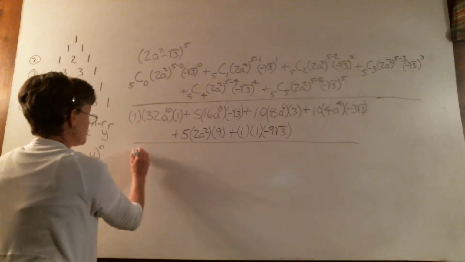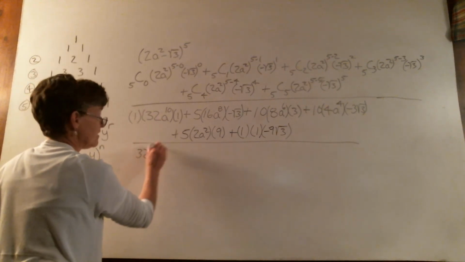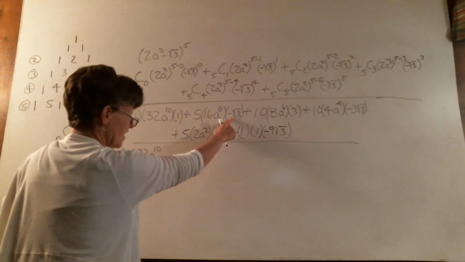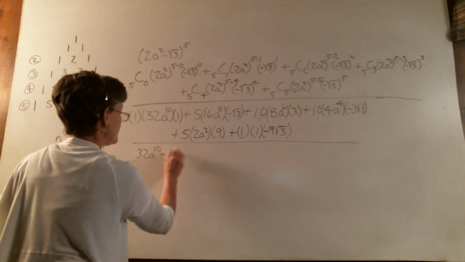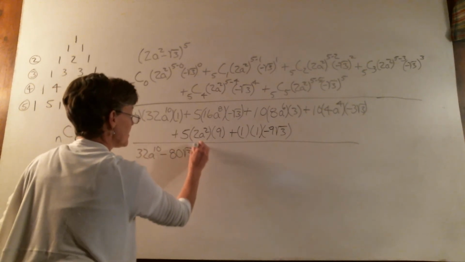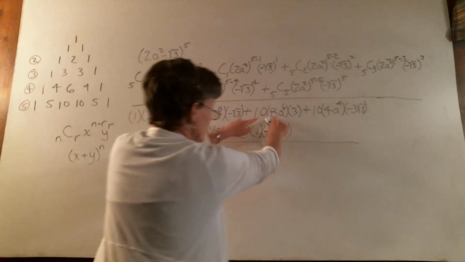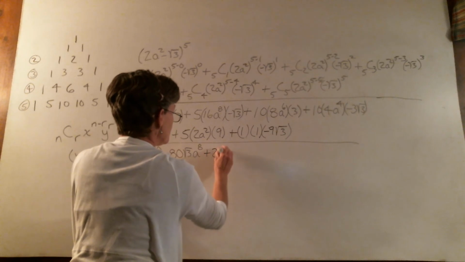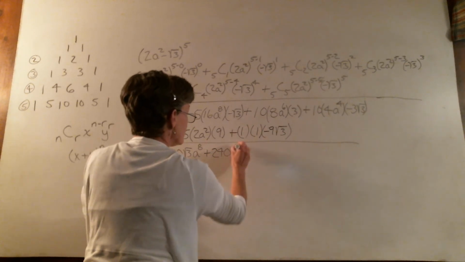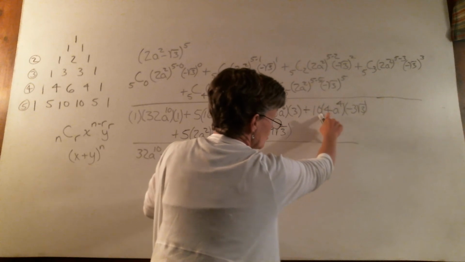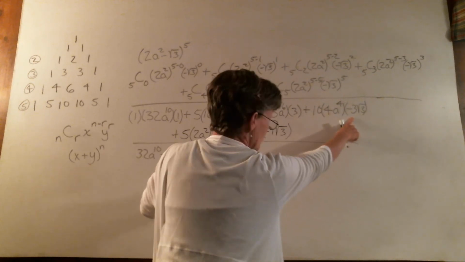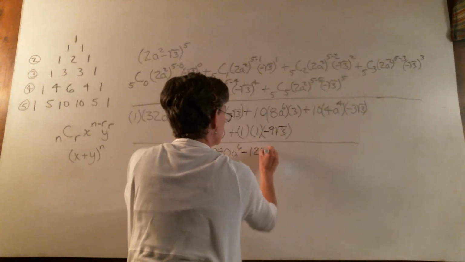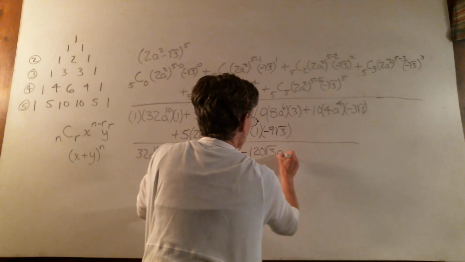So this is 32 a to the 10. And then 5 times 16 is 80. But we've got this negative square root of 3. So I've got minus 80 square root of 3, a to the 8. And then here, 8 times 3 is 24. 24 times 10 is 240. So plus 240 a to the 6. Then this is 4 times negative 3, which is negative 12 times 10, negative 120, with the square root of 3 tacked onto it. And then a to the 4th.